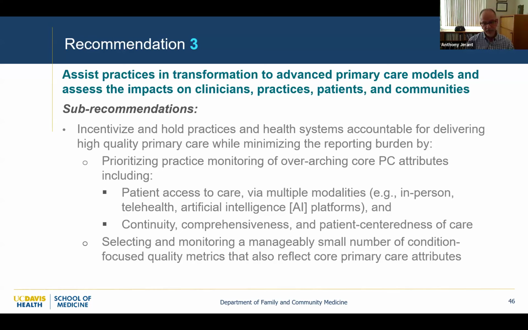And again, you would pick a fairly small number of metrics each year because the administrative burden and hassle factor with tracking dozens of metrics for all these different health plans is becoming prohibitive for practices. And it's not surprising then that they tend not to do very well on a lot of them.